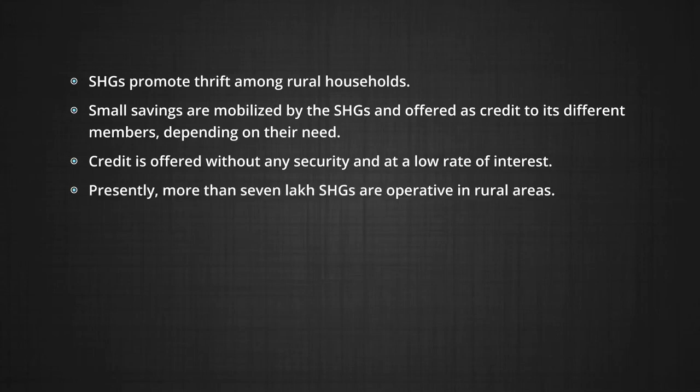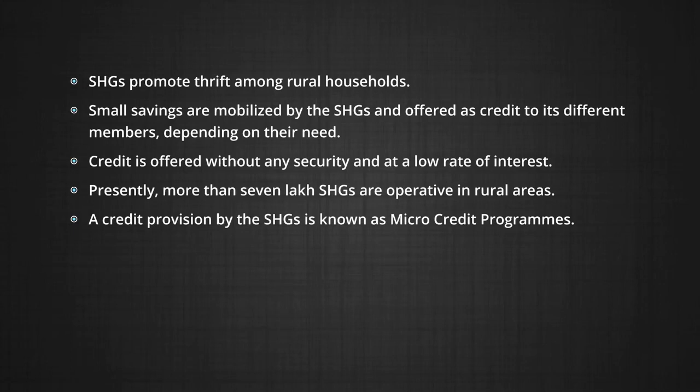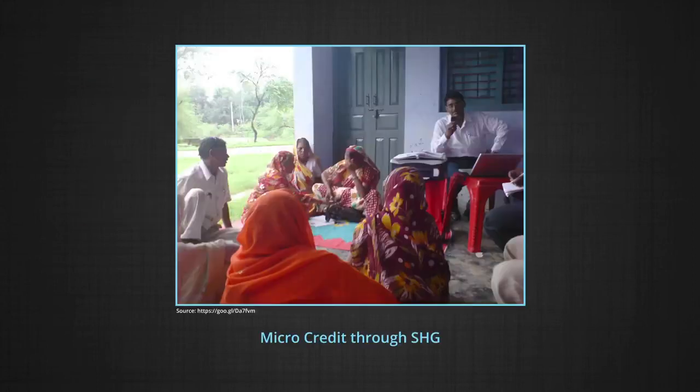Presently, more than 7 lakh self-help groups, that is SHGs, are operative in rural areas. A credit provision by the SHGs is known as a microcredit program. These programs are becoming popular among the small borrowers as these work as an informal credit delivery mechanism involving no formalities.